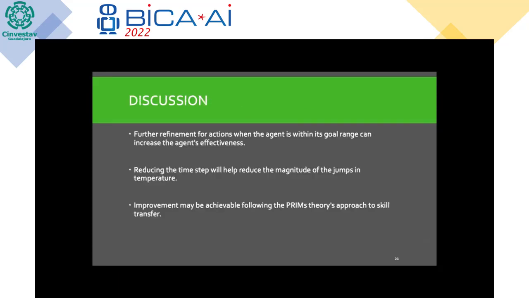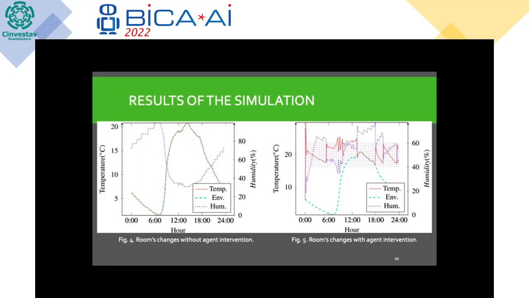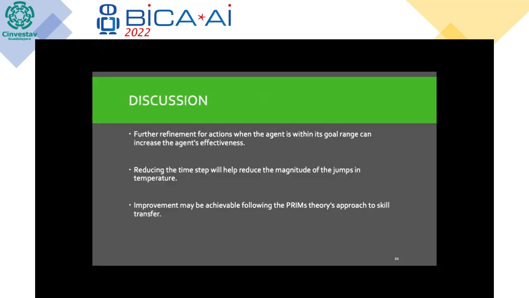Now, moving on to discussions. Yes, we see that further refinement of actions when the agent is within its goal range can increase the agent's effectiveness. This we can see precisely from the image. Sometimes it just shoots away from its goal because it doesn't really have much control when it's within its goals. Now, also reducing the time step will help reduce the magnitude of the jumps in temperature.